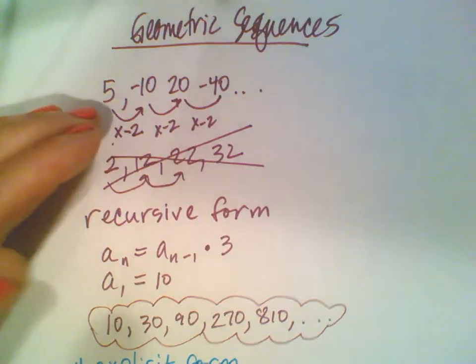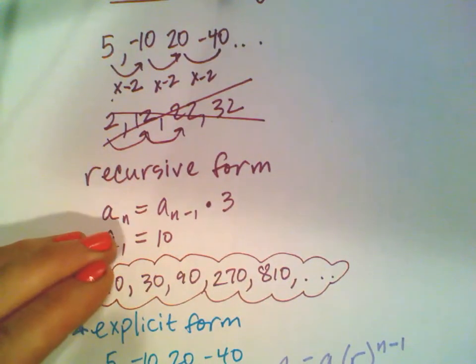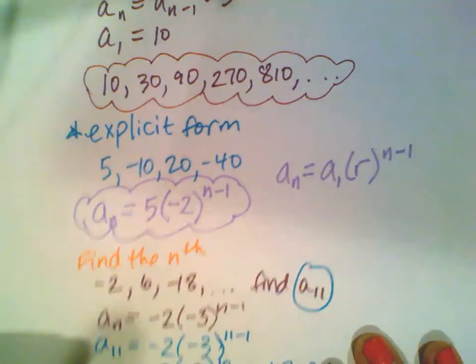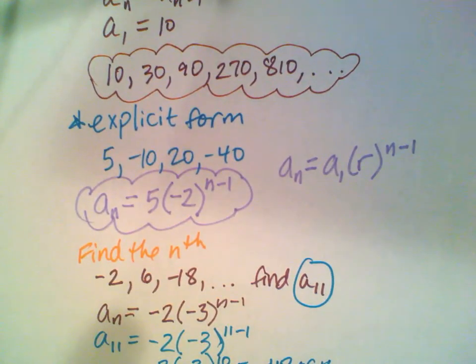All right, so that is the geometric sequence in review. Deciding if it's geometric, expanding a recursive form or formula, writing the explicit form or formula, and finding a particular term number. So good luck on your review.